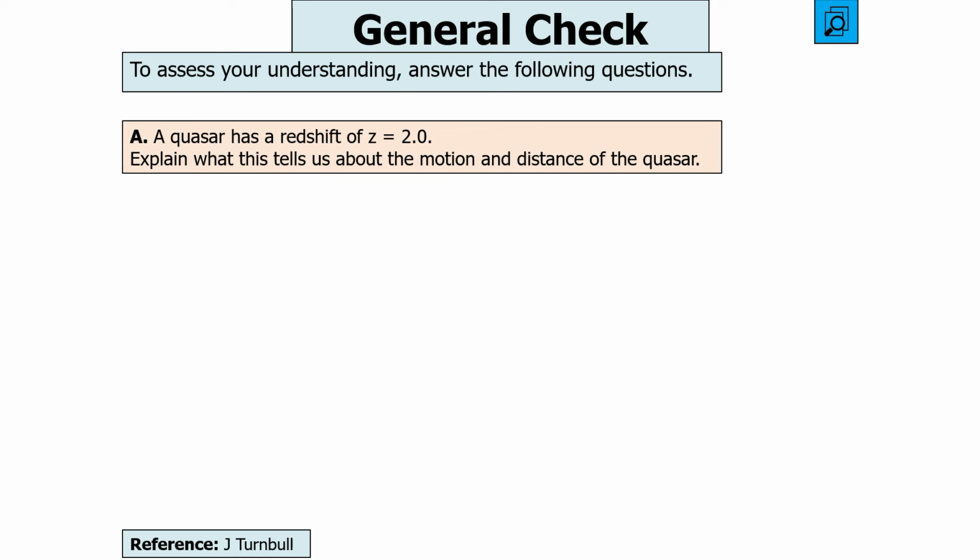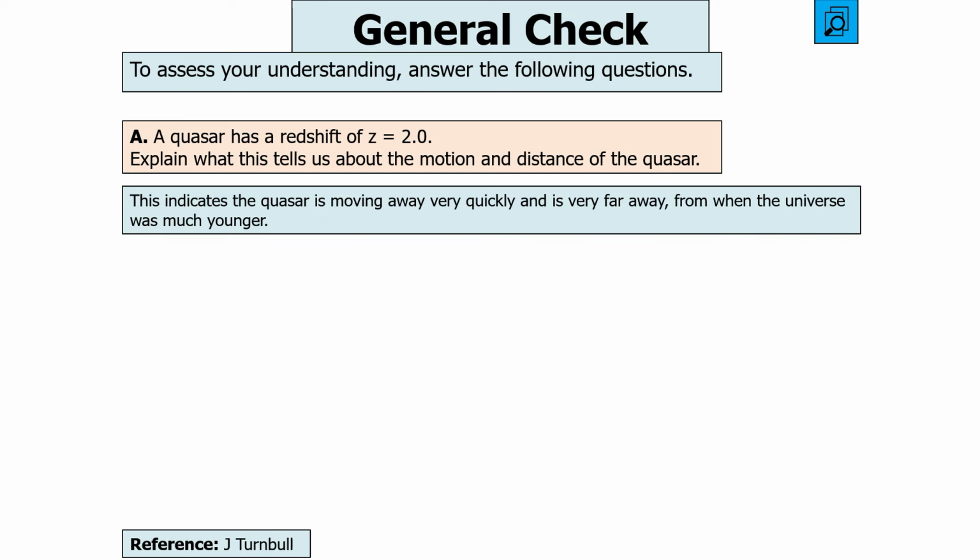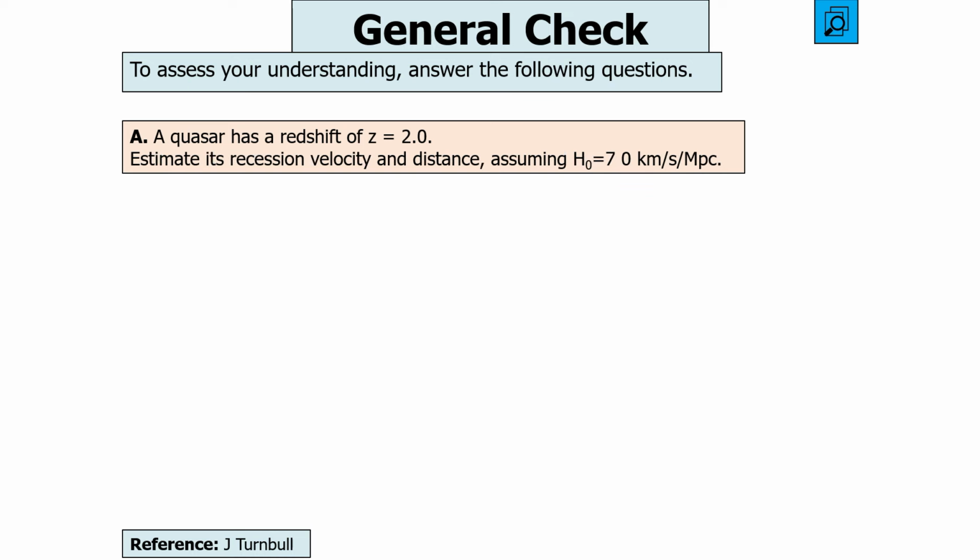A quasar has a redshift of 2. Explain what this tells us about the motion and distance of the quasar. This indicates the quasar is moving away very quickly and is very far away, from when the universe was much younger.